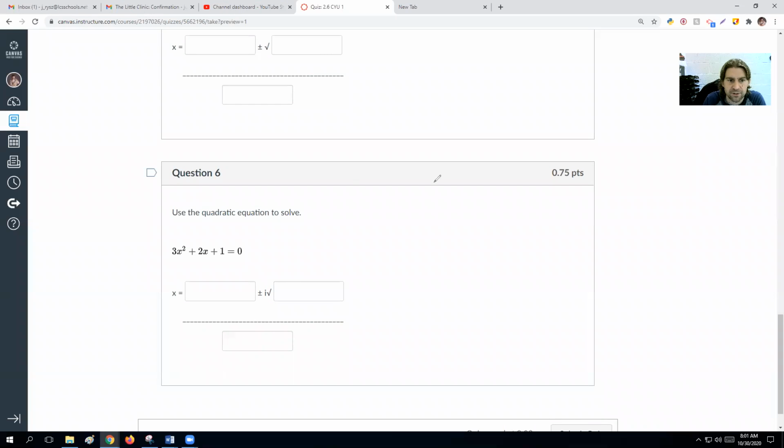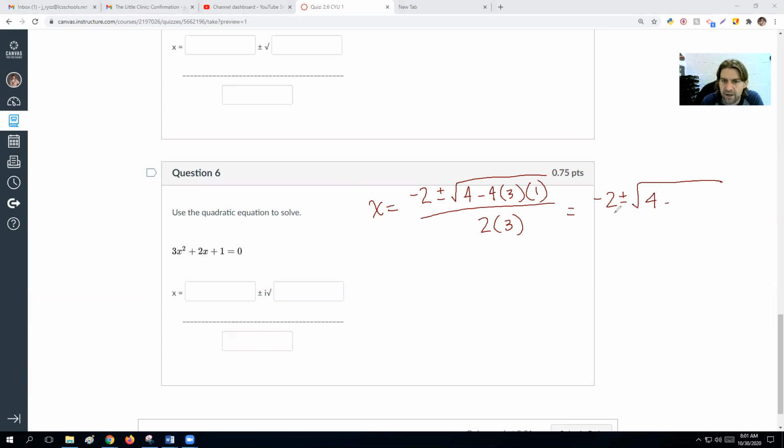All right, so let's do x equals negative b. So that's going to be negative 2 plus or minus the square root of 2 squared is 4, minus 4 times a is 3 times c is 1, all over 2 times a is 3. So we'd get negative 2 plus or minus the square root of 4 minus 4 times 3 is 12 times 1 is 12, over 6. So we get negative 2 plus or minus the square root of 4 minus 12 is negative 8.